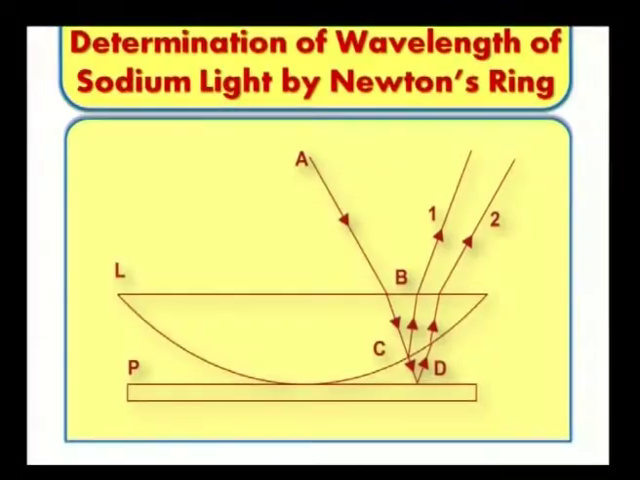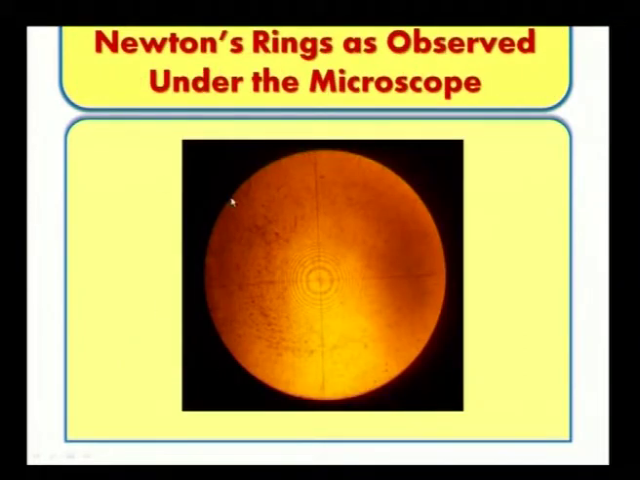You have a source here, then a lens, then a glass plate which is kept at an angle of inclination of 45 degrees. The reflected light will be coming and passing through the Newton's rings setup, and you will have a telescope here using which the rings can be seen. And when you see the rings, you have the crosswire also.